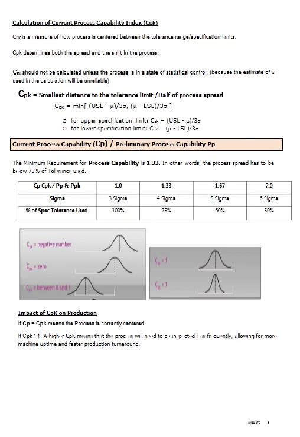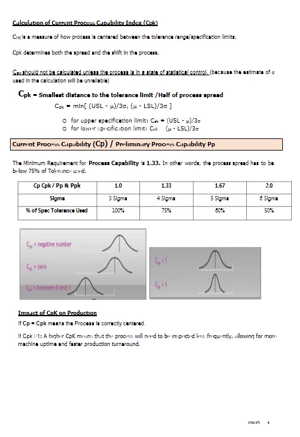Current process capability, preliminary process capability. The minimum required for process capability is 1.33. In other words, the process spread has to be below 75% of the tolerance used. The image below will give you a clear idea.